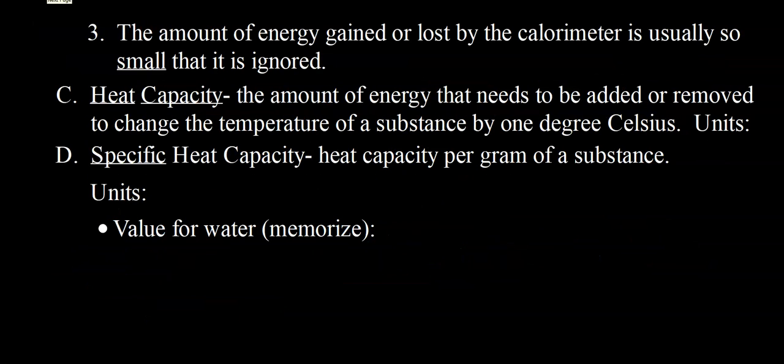And so what is that information that would imply that the calorimeter is not a perfect insulator? You may be given something called the heat capacity of the calorimeter. So heat capacity is the amount of energy that needs to be added or removed to change the temperature of a substance by 1 degree Celsius. So the units are joules per degree Celsius. How much energy in joules is needed to increase the temperature of that substance 1 degree Celsius if it's an endothermic process, or the energy that must be removed to cool a substance 1 degree Celsius.